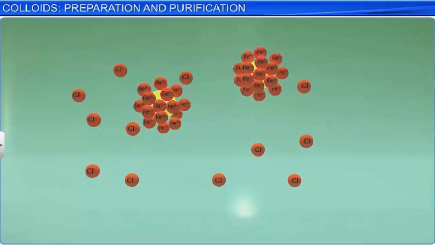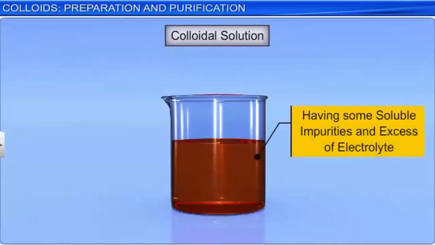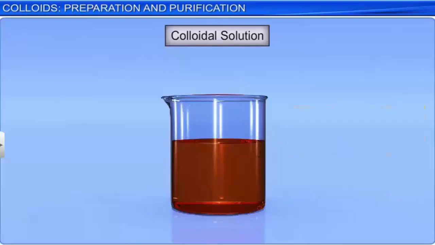The colloidal solutions prepared by the methods we just discussed are generally associated with some soluble impurities and some excess of electrolyte, though a trace amount of the electrolyte is sometimes essential for the stability of the colloidal solution. An excess of it causes coagulation of the sol.